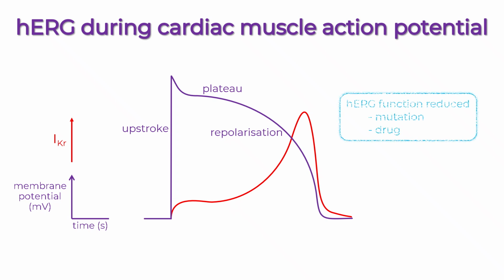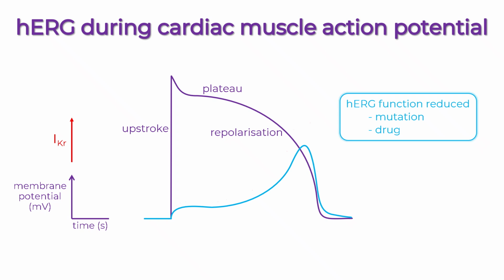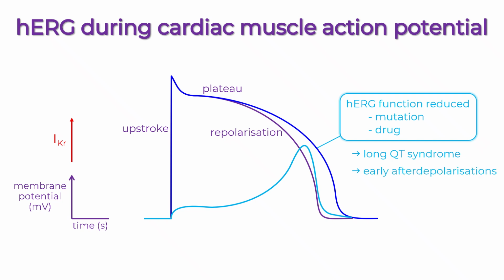If hERG function is reduced, for example by a mutation or a drug that blocks IKR, repolarization is delayed and the action potential is prolonged. On the ECG, this appears as a lengthened QT interval, the defining feature of long QT syndrome. Delayed repolarization increases the risk of early afterdepolarizations and ventricular arrhythmias, such as torsade de pointes.